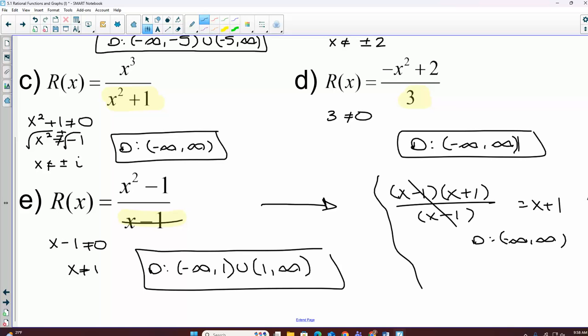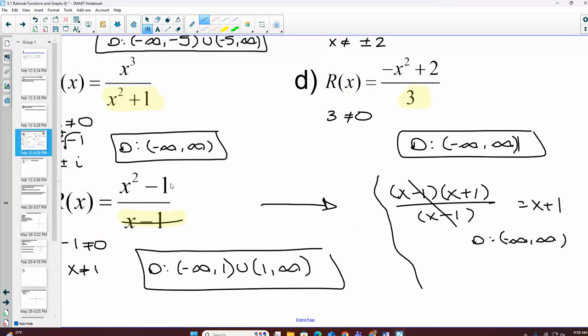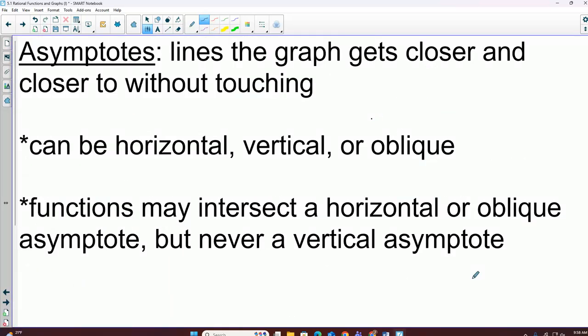All right, when we draw these graphs, we are going to see what are called asymptotes. Asymptotes are lines that our graph is approaching without actually touching. We usually draw them as a dashed line. There's 3 types: horizontal, vertical, and oblique. It is possible to touch a horizontal or an oblique asymptote, like in the middle, but you will never cross over a vertical asymptote. We will be talking a lot about asymptotes in the next.